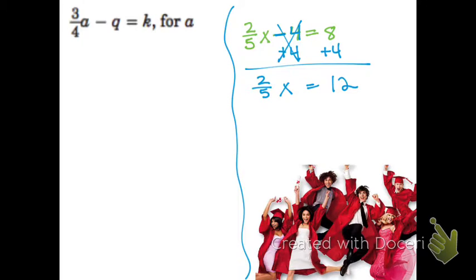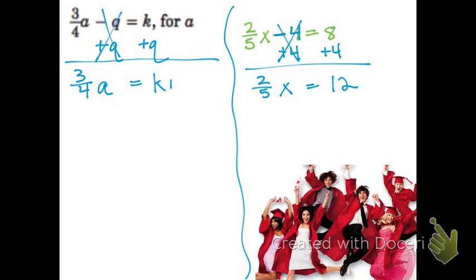Let's do that same thing to our problem here on the left. Let's move that minus q by adding q, because minus q plus q is 0. So we're left with 3/4 a equals k and q. Nope. They're not like terms. We can't combine them, so I'm just going to leave it as k plus q.